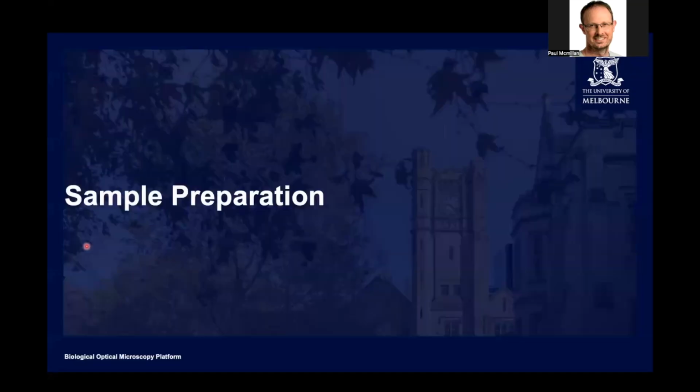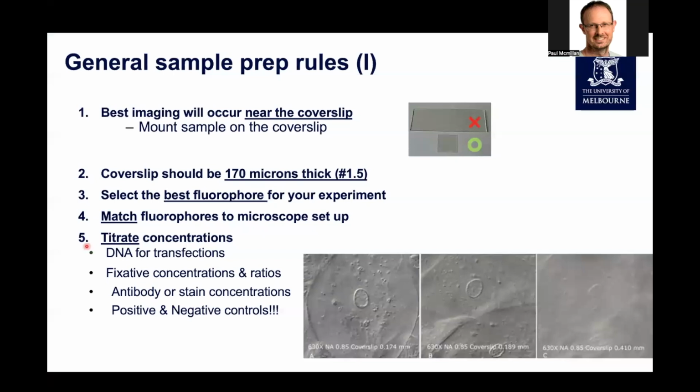All right, so sample preparation. I wanted to go through some very general sample prep rules. We covered some of this in the first lecture, but it's good to reiterate. In general, your best imaging is going to occur as close to the cover slip as possible. That means it's best if you can mount your sample onto the cover slip rather than onto the slide. You're going to get the best imaging quality at the cover slip interface.